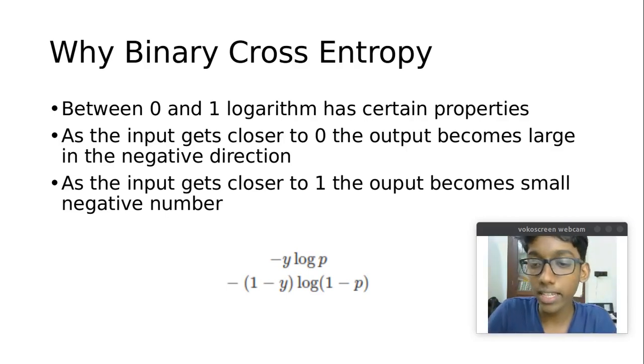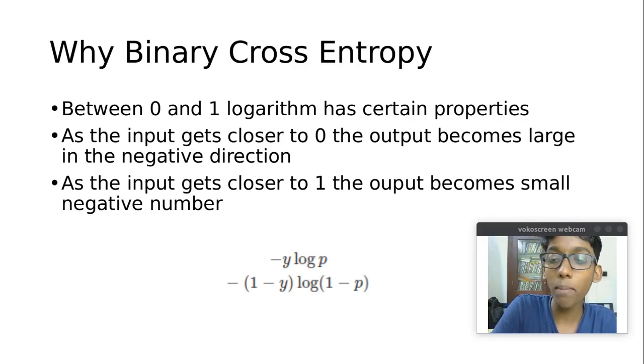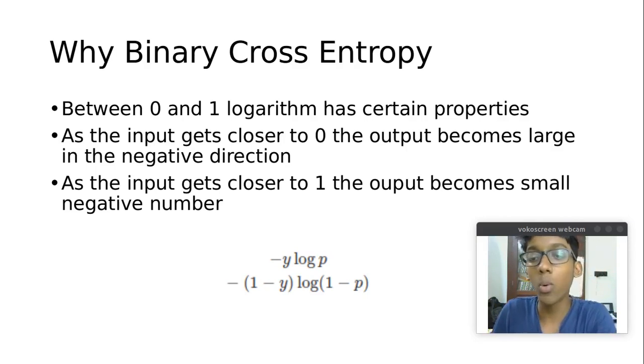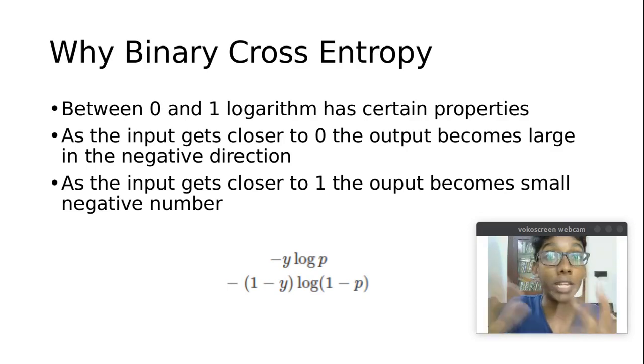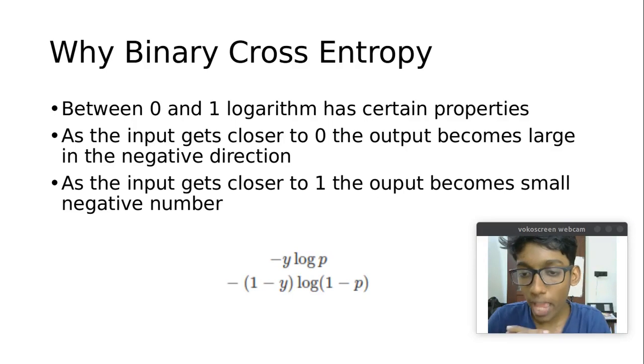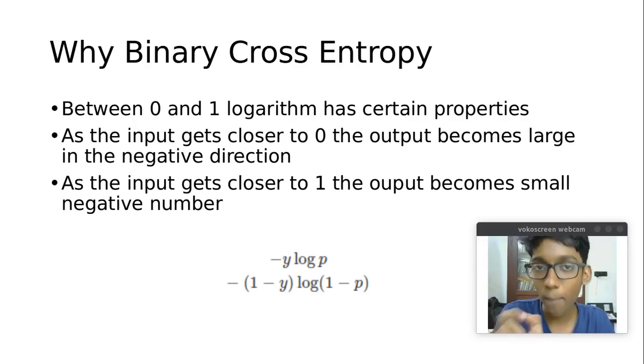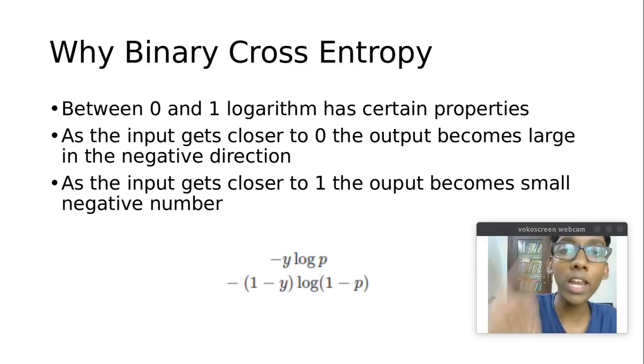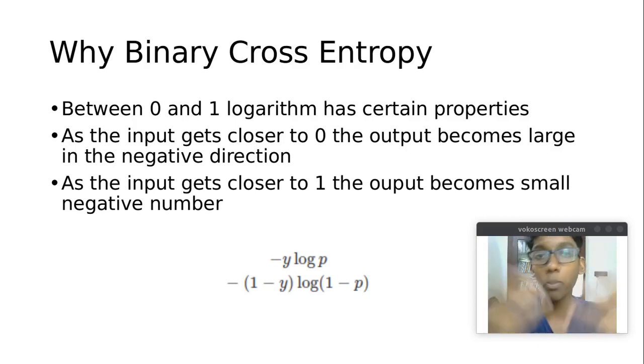The same thing happens in the second equation. If you can see that this 1 minus y part simplifies to 1, because in this equation, we only have to consider this when the label is 0. And in the log part, whenever our label is 0, we want our prediction to be 0 as well.